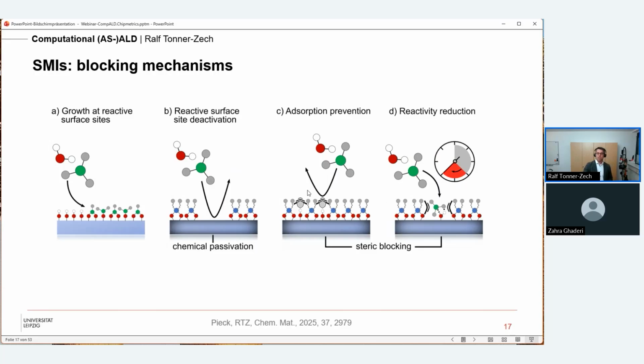A second possibility is that this inhibitor has these blocking tail groups which prevent the adsorption of the precursor from happening. So the precursor cannot reach the surface anymore. Either it cannot reach the surface, which we termed adsorption prevention, or if it reaches the surface, it cannot react anymore because there's just not enough space, and we call this reactivity reduction.